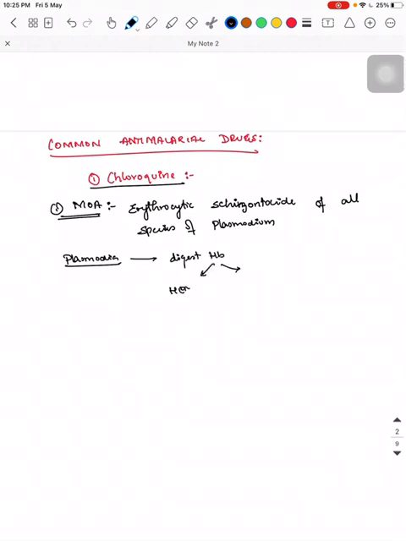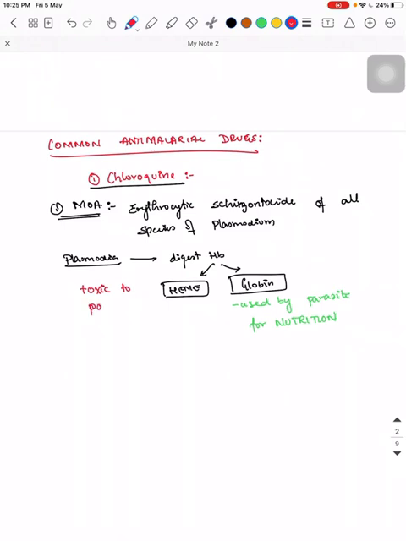So basically the Plasmodium, that is the malarial parasite, digests our hemoglobin to heme and globin. This globin is used by the parasite for its nutrition. This heme is toxic to the malarial parasite.